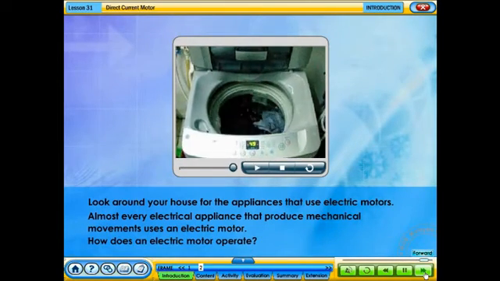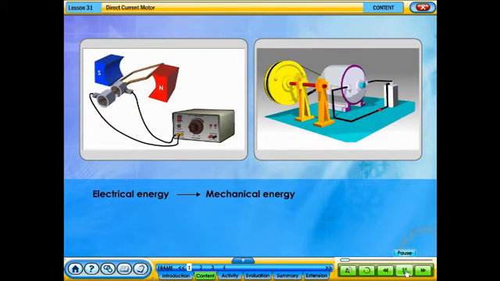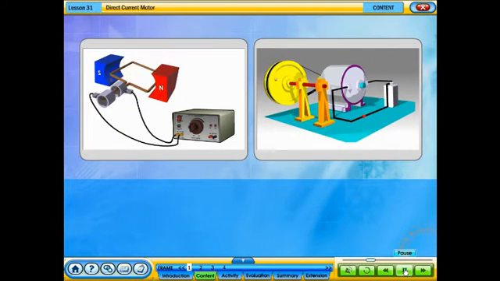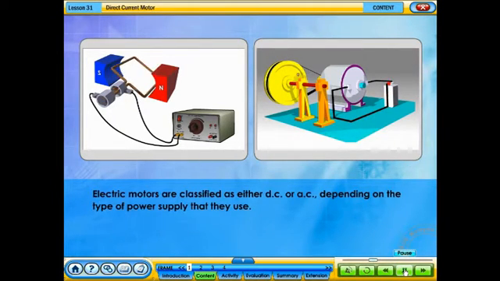How does an electric motor operate? An electric motor is a machine that converts electrical energy into mechanical energy. How many types of electric motor do we have? Name the different types of electric motor. Electric motors are classified as either DC or AC, depending on the type of power supply that they use.